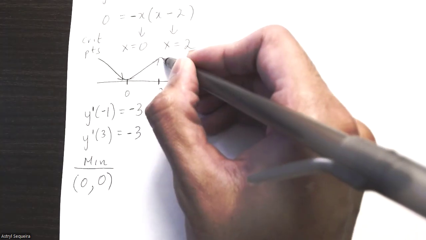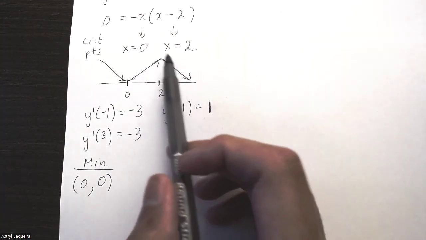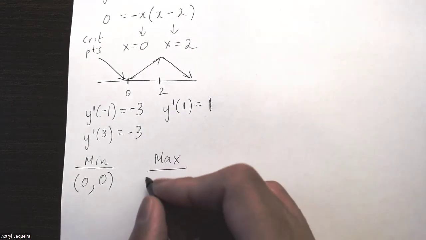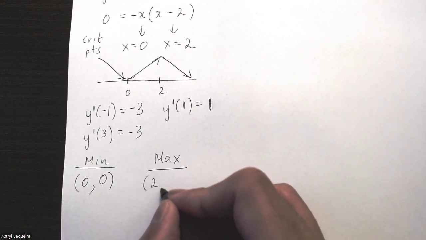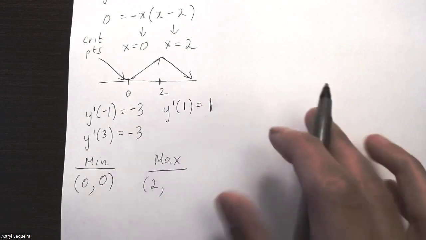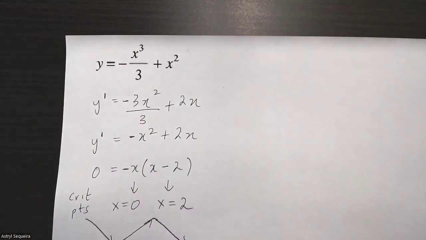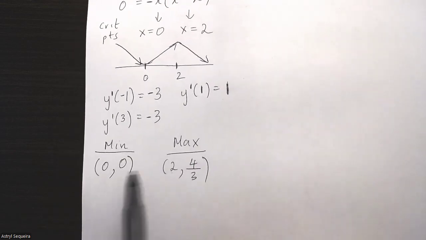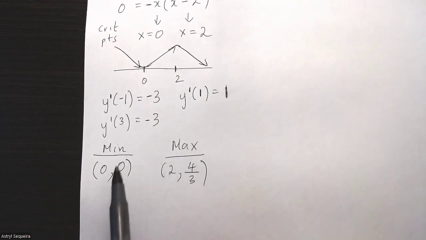This point here, if I connect these two, you can tell that that is a maximum right there. So I have a max, and the x value is just 2. To find the y value, I'll sub it in that equation, and I'll just do that in my calculator. And I just get 4/3 as the y value of the maximum. So now I've classified my critical points.